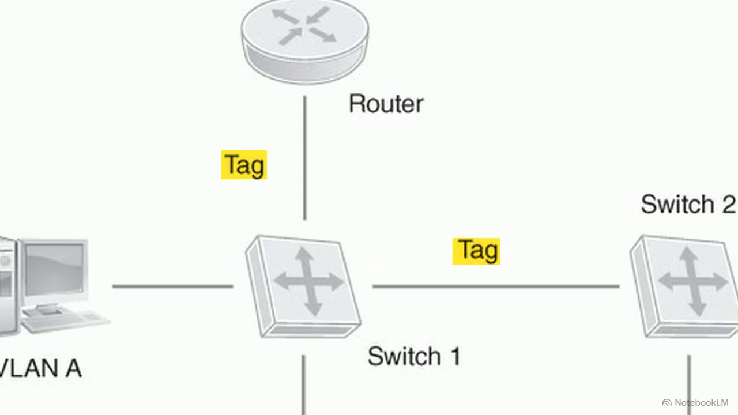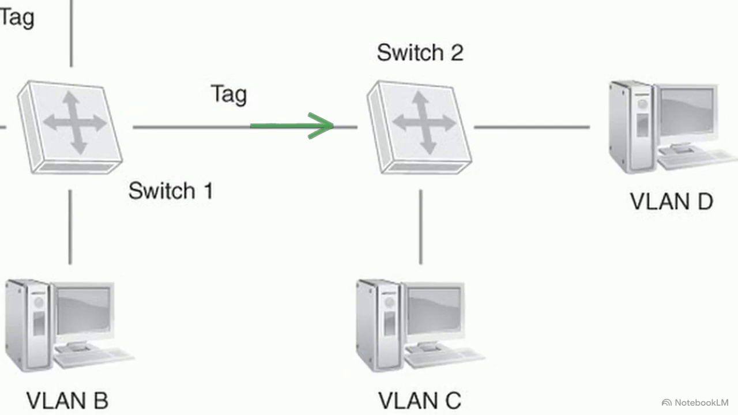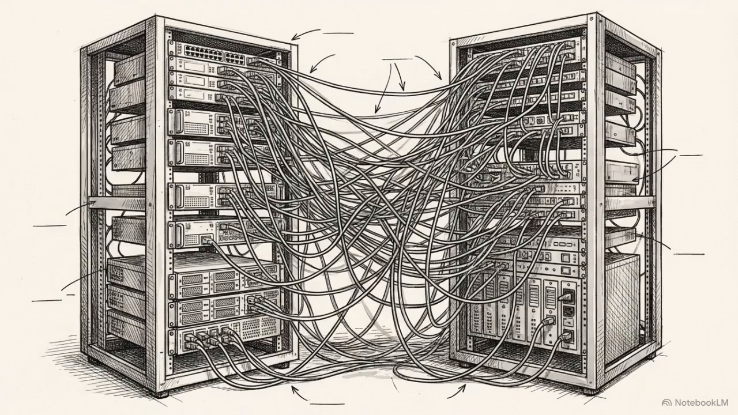Observe the connections labeled tag. When crossing a trunk line, the switch inserts an 802.1Q tag into the header, identifying its VLAN. The receiving switch reads the tag, removes it, and forwards the payload only to ports assigned to that specific VLAN. Without 802.1Q tagging, maintaining logical segmentation across physical hardware boundaries would be impossible.